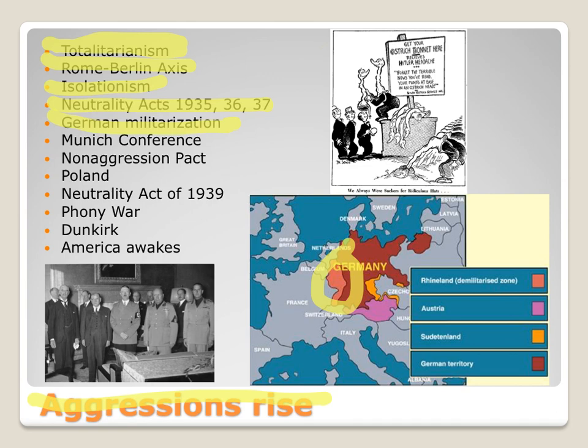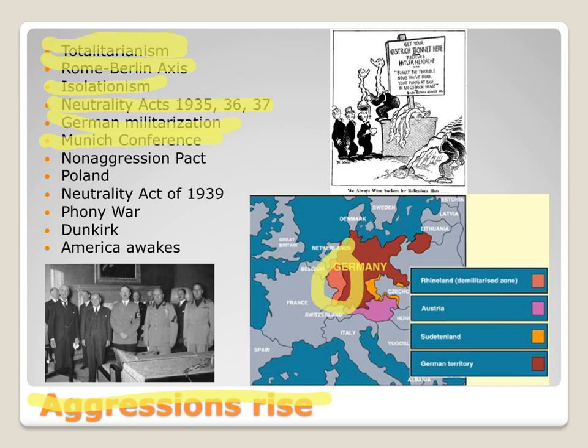France gets very nervous, but the League of Nations does absolutely nothing about it. Okay. Well, Hitler continues to build and build and build his military, and he will meet at Munich, what's called the Munich Conference. Munich is a city here in southern Germany.